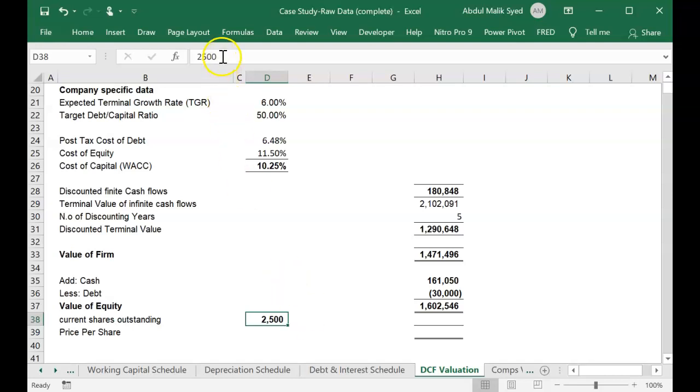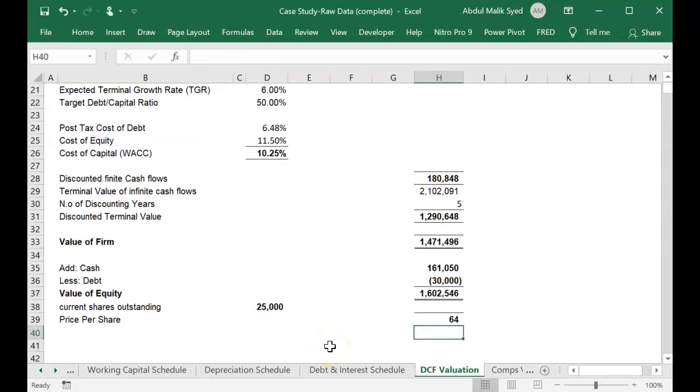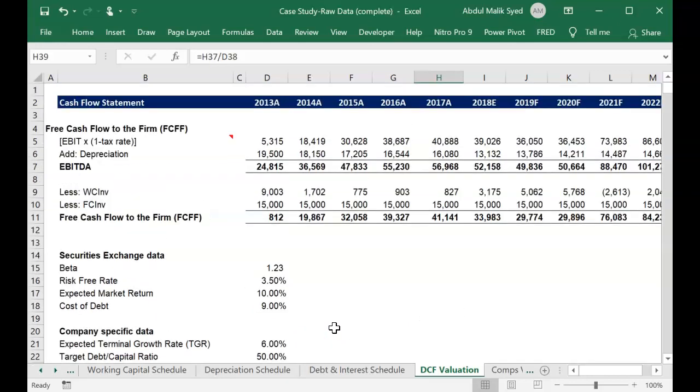Maybe you can take 25 million shares. So the current shares outstanding is 25 million shares. To get the price per share, I simply take the value of equity and divide by my shares outstanding. So I get the price per share of this private company as 64, depending on how many shares outstanding I have. Okay, so this is how we are going to value a corporation.